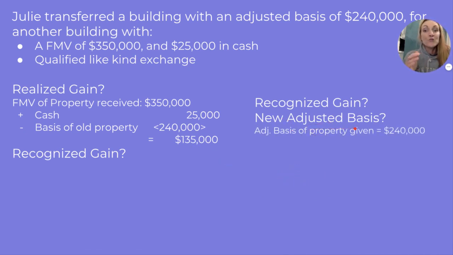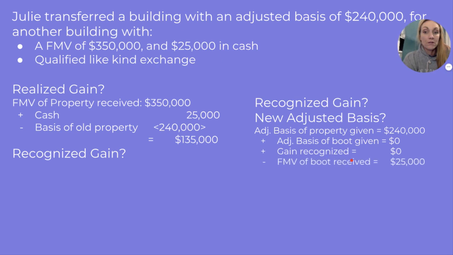The last one, new adjusted basis in the new property. It's just her old basis plus adjusted basis of boot given, 0. She only received boot. Gain recognized should be $25,000 minus the fair market value of boot received, $25,000, and so this should be $240,000.